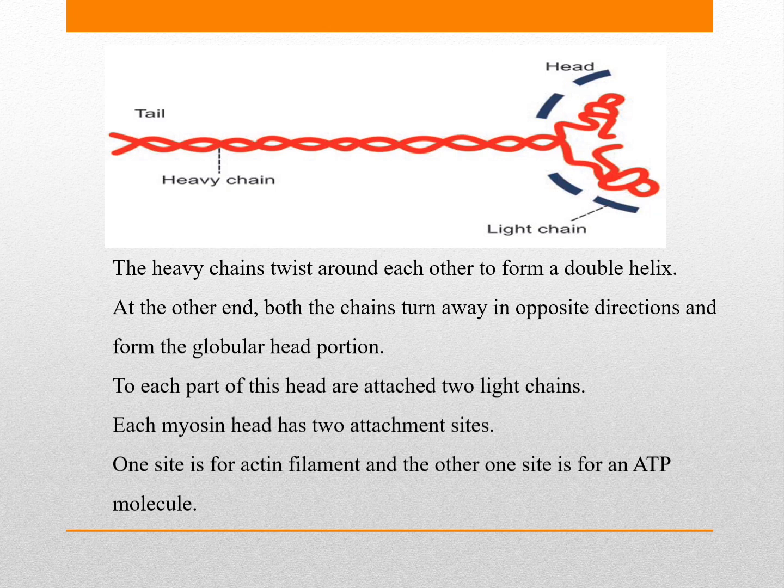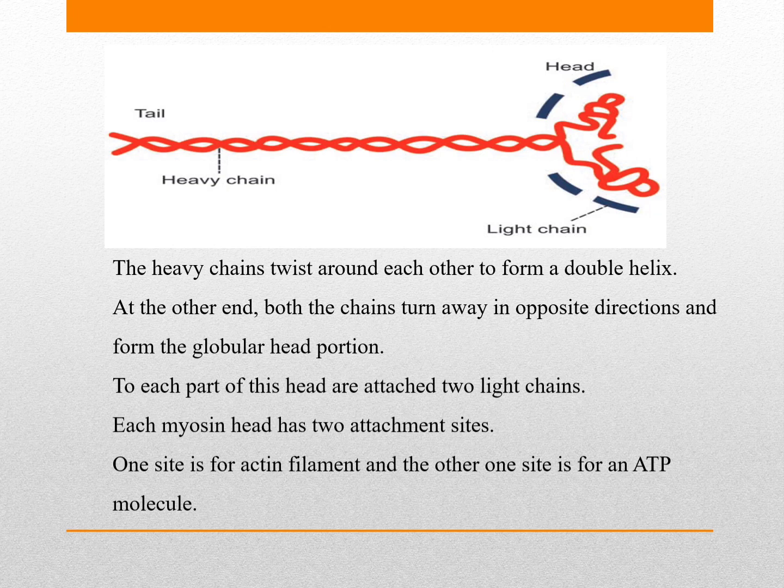This is the structure of myosin. It's 2 heavy chains, 4 light chains. The heavy chains twist around each other to form a double helix. At the other end, both the chains turn away in opposite directions and form the globular head portion.